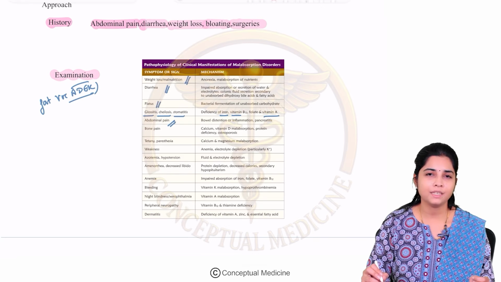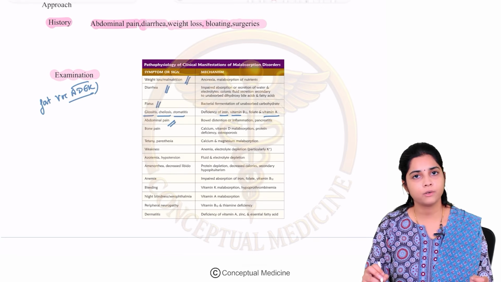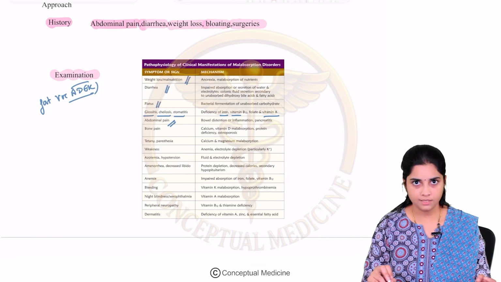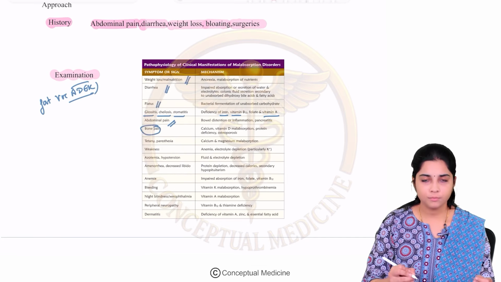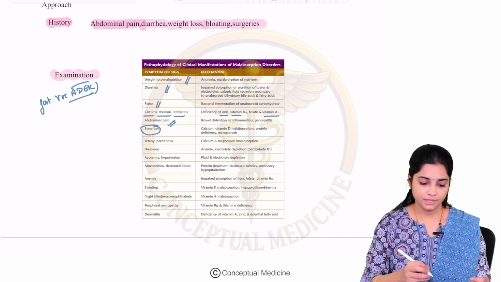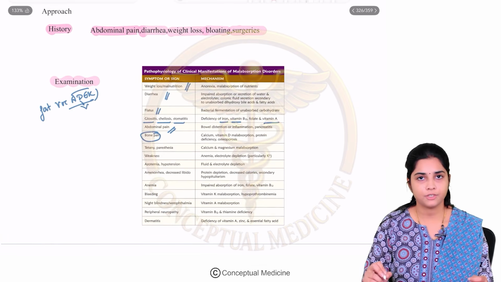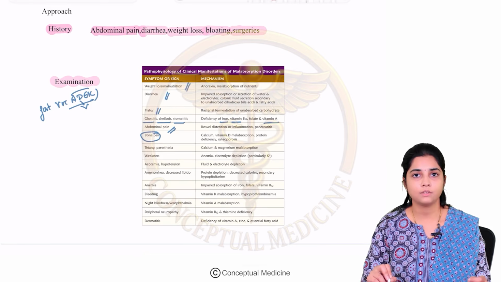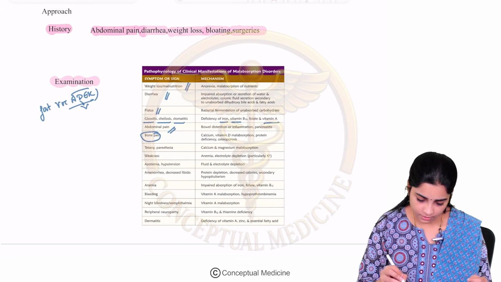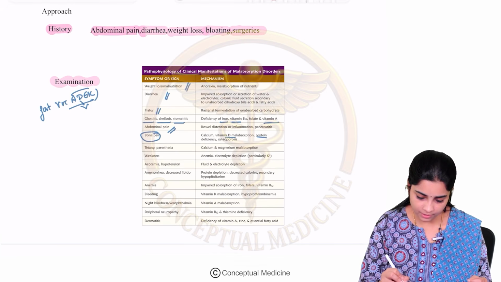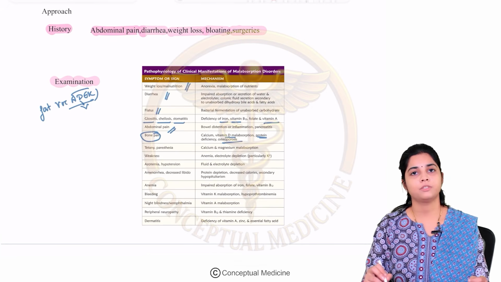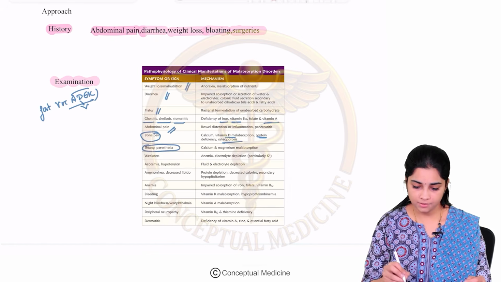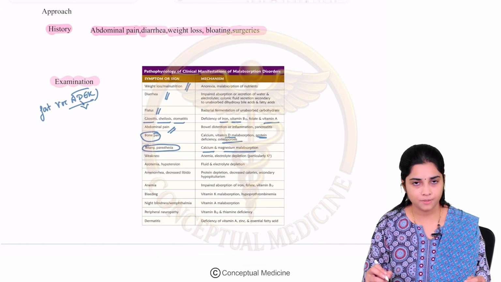Then you can have abdominal pain. The abdominal pain can be because of small intestinal bacterial overgrowth, it can be because of diverticulitis, it can be because of pancreatitis as well. Then bone pains. Why? Because chronic malabsorption can result in chronic vitamin D deficiency, which can result in osteoporosis and which can result in osteomalacia as well. So, calcium, vitamin D, protein deficiency, osteoporosis, all of this can cause bone pain. Then tetany and paresthesia, mainly because of calcium and magnesium malabsorption.